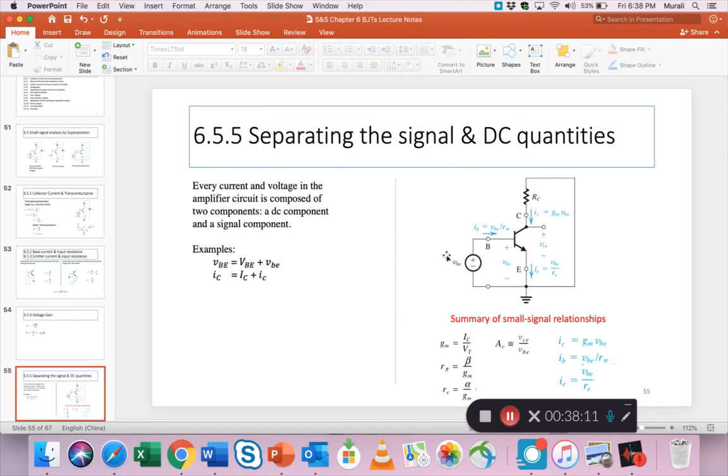So at any point in the circuit, you will have the DC component plus the signal component. Same thing with the current, right? We show this as the I with a capital C equals a capital IC because of the biasing plus the small i small c because of the signal. Okay, so that's what's on the left side. On the right side, basically all I've done is put together all the formulas for the small signal that we have just so far learned. The small signal gain is in the middle here.